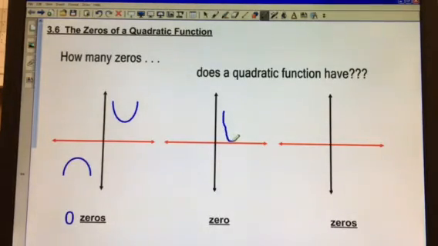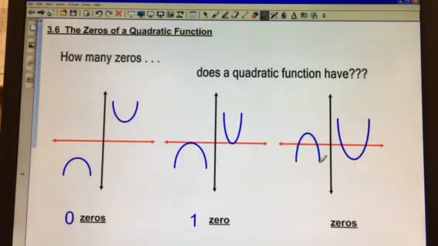If you have a parabola that opens up and it just touches the x-axis once, or a parabola that opens down but touches the x-axis once as well, then you will end up with only 1 zero. And if you have a parabola that opens up and crosses the x-axis, or a parabola that opens down that crosses the x-axis like this, you can have up to 2 zeros with quadratics.